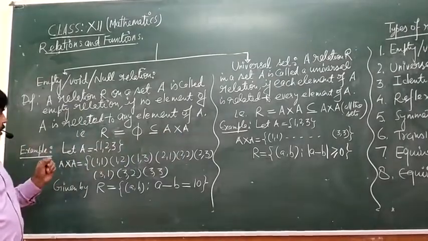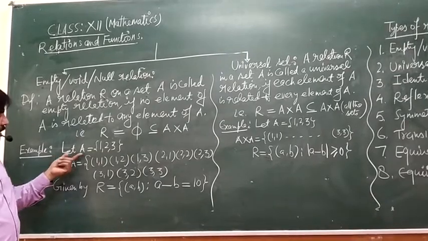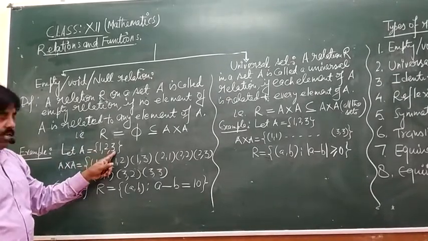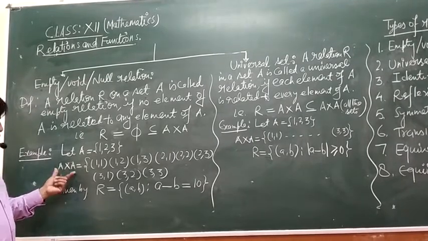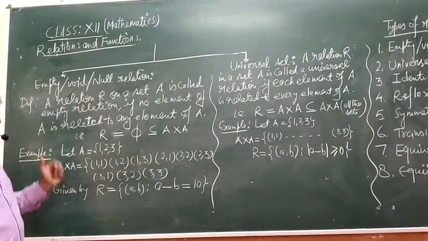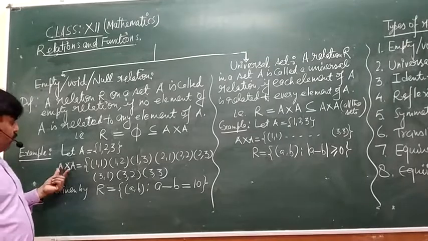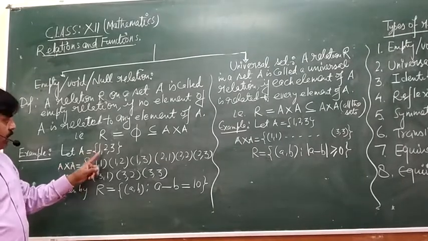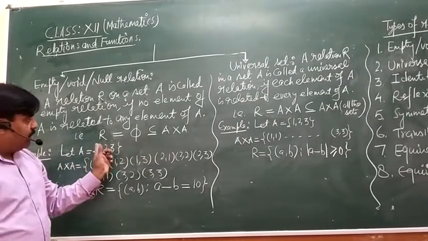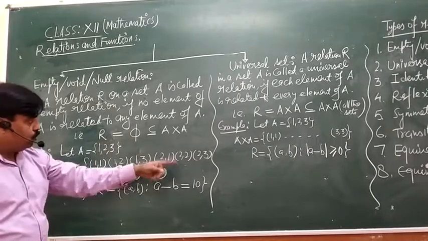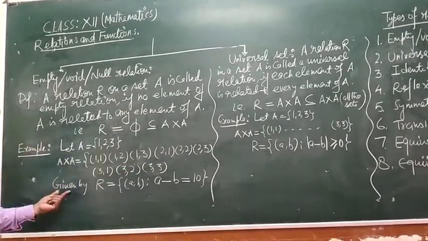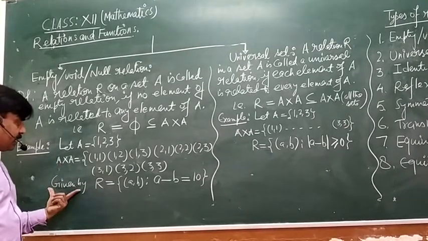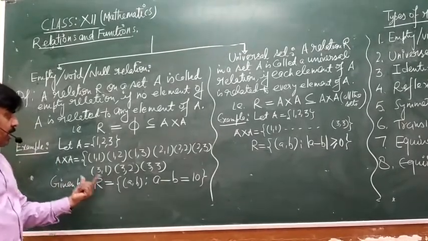One example I am taking. Let's suppose there is a set A whose elements are 1, 2, 3. We first write down the A cross A Cartesian product, because we already know that a relation is a subset of the Cartesian product. So A cross A means (1,1), (1,2), (1,3), similarly (2,1), (2,2), (2,3), and (3,1), (3,2), (3,3). Now the relation is given here.